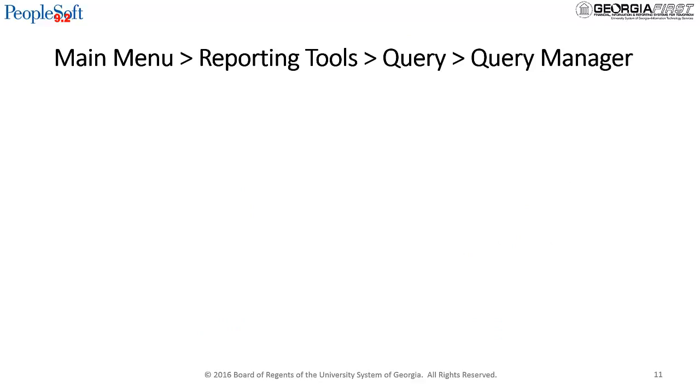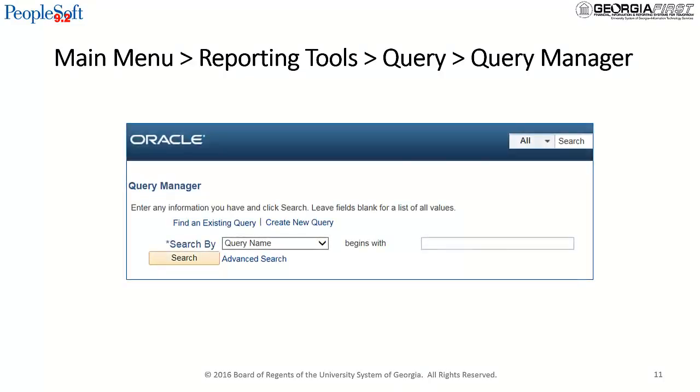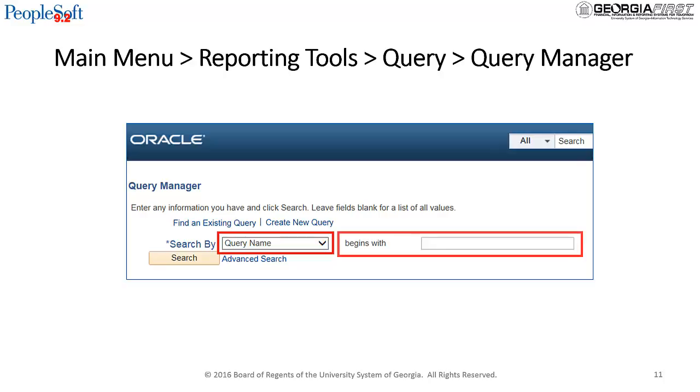To begin your search for a public query, navigate to Query Manager at Main Menu, Reporting Tools, Query, Query Manager. The program opens in the Find an Existing Query page. If you know the name of your query or what it begins with, you can enter it into the Begins With field.